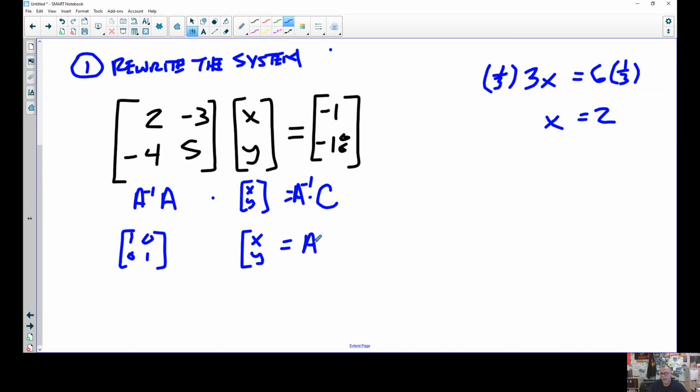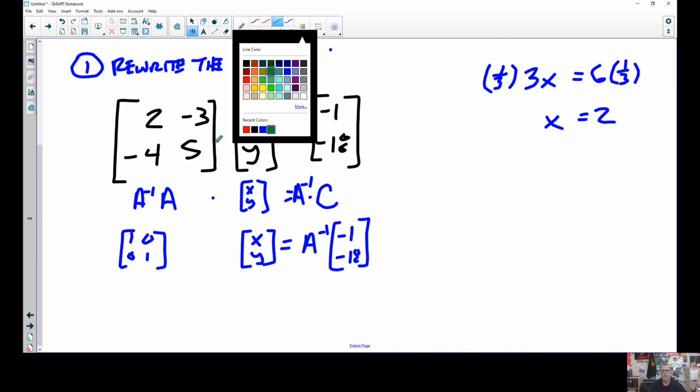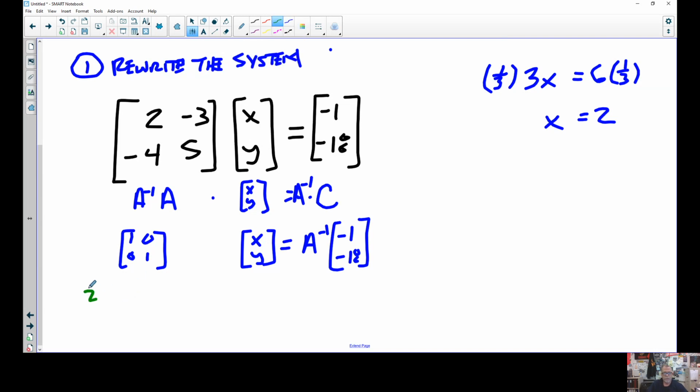This side would be A inverse times that thing that was -1, -18 in this case. The answers are A inverse times C. So we would have this. So we want to do that here. In order to do that, we need to know what the inverse is of this. If we call this thing A, we need to know what A inverse is. So that is our next step. Our next step is find the inverse.